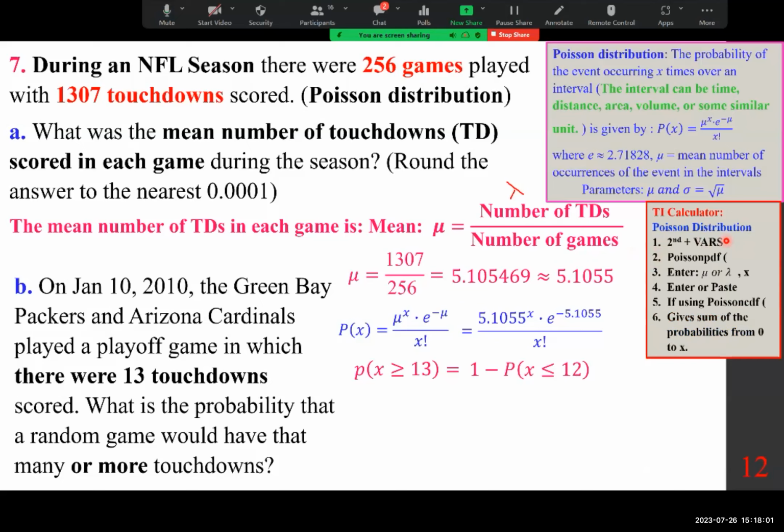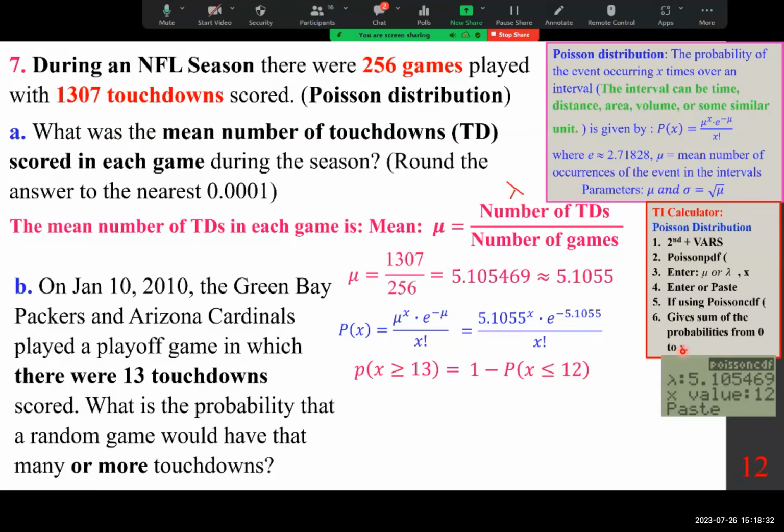We go with the second vars or variables, pass on PDF, enter mu or lambda or x. This is what I meant. In many texts, they use lambda instead of mu. So in this formula, instead of mu, they may use lambda. Enter or paste. If using Poisson CDF, it gives the sum of the probabilities from 0 to x. Therefore, we want this from 0 to 12, we're going to use the CDF.